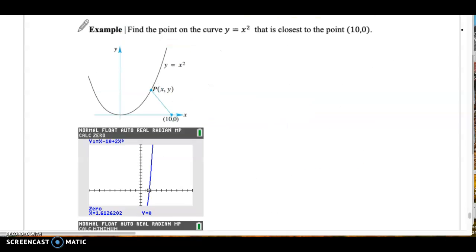Okay, so this is the second optional optimization problem that we're going to look at. There's something similar, I think, in the homework I gave you guys. So we know it's a parabola, and we want the closest point to (10, 0).